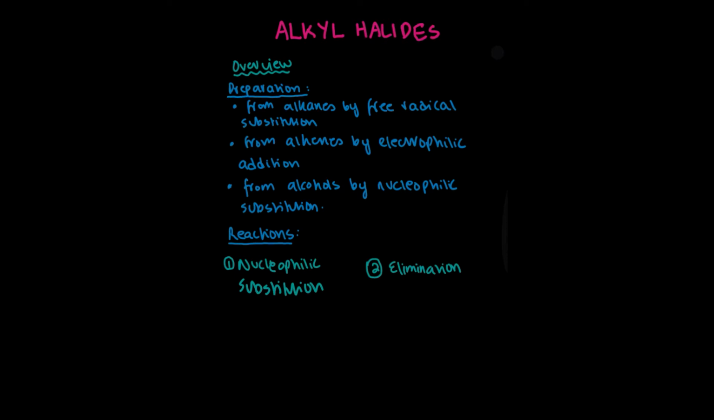In this case, we have two main reactions. Nucleophilic substitution is the first one. The reagents for this are aqueous NaOH, NaCN, and ammonia. NaCN and ammonia need to be dissolved in ethanol. The second type of reaction that we have is elimination, and for this we have two main reagents, just NaOH and KOH, and both of these have to be dissolved in ethanol. So this is a basic overview on alkyl halides.